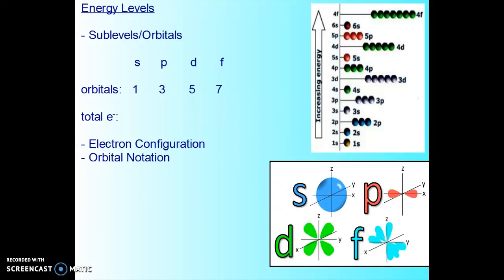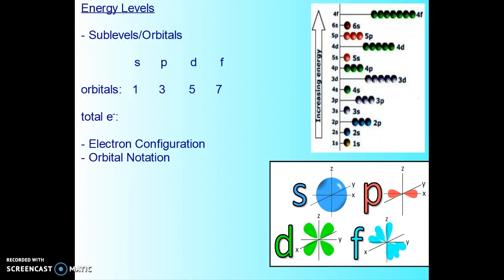Today we're going to be learning about electron configuration, which is the way that we write the location of different electrons in their energy levels around the nucleus of an atom. And every element is going to have a specific electron configuration that shows us how its electrons are organized.